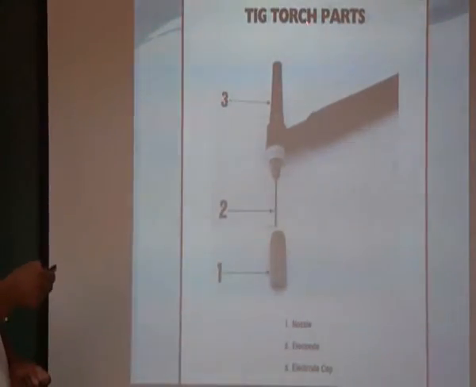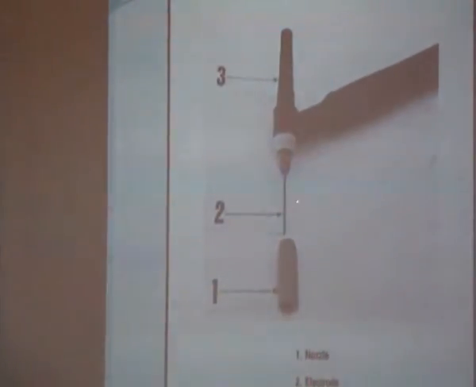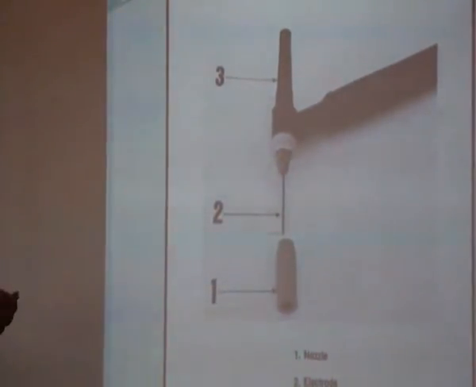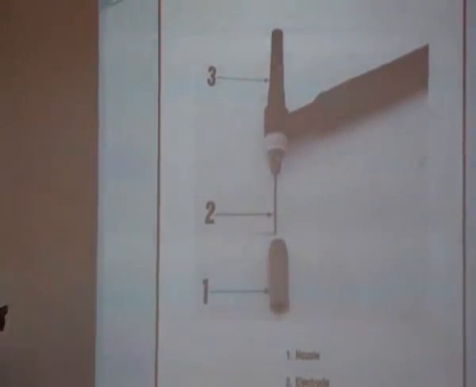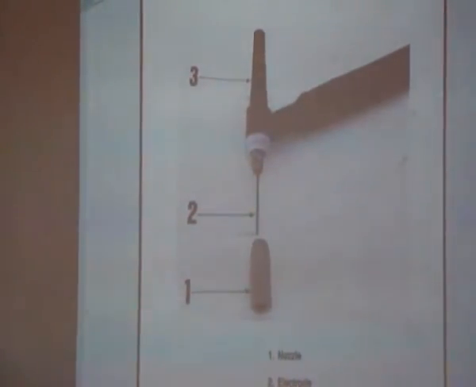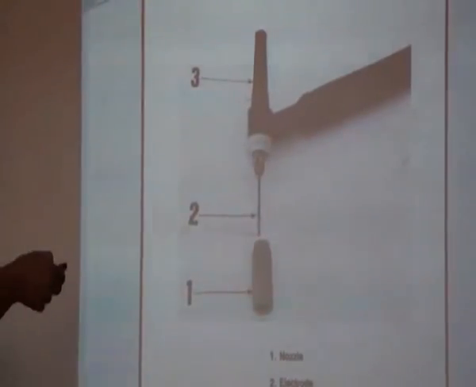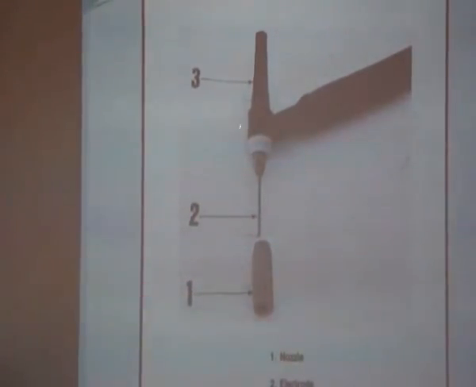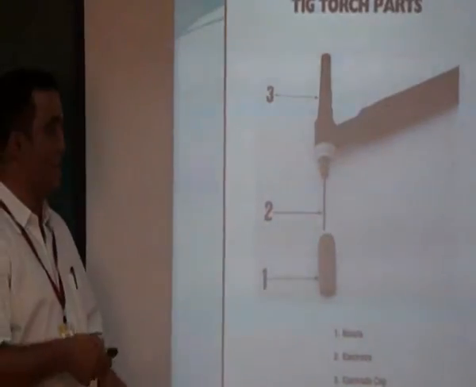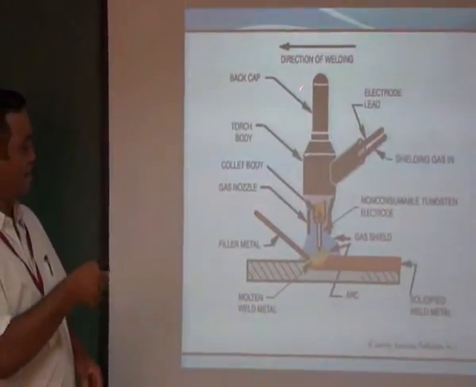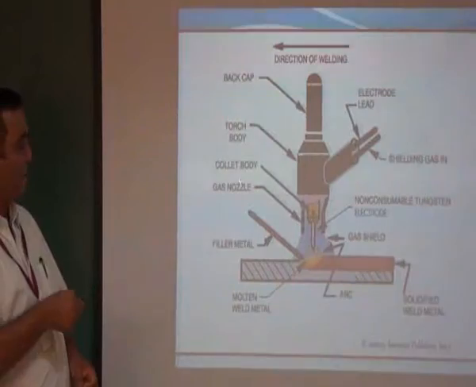So these are the torch tip parts. You have the electrode cap. This is the tungsten electrode, and you have the nozzle, and this will be connected to the shielding gas hoses. Then this electrode cap will be fixed inside this collet, and then welding will be facilitated. And for the welder, it is very handy. The welder normally keeps this torch in the left hand, and inserts the filler metal in the right hand.